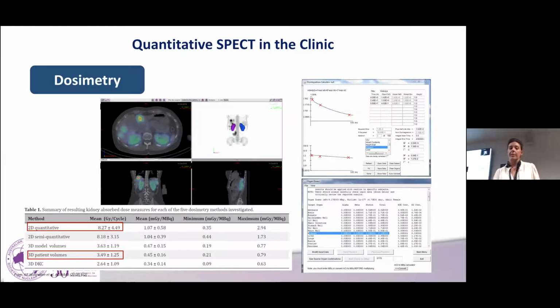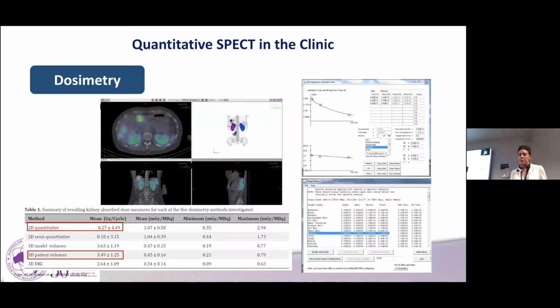And you can see that the 2D method on average produces absorbed dose measures that are more than twofold greater than what we get with the more accurate quantitative 3D data. So it really does highlight the importance and the need for that quantitative SPECT in any form of dosimetry.